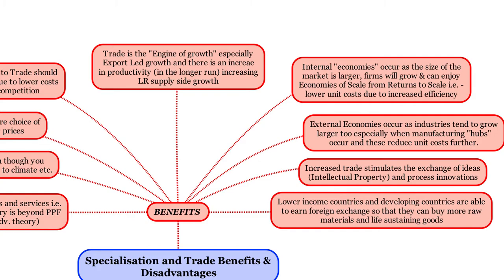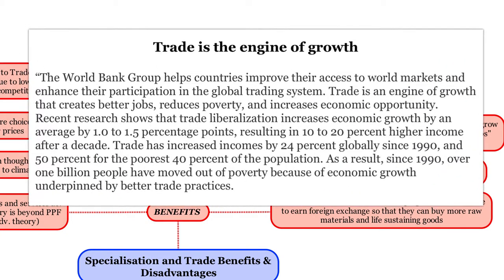But before we do that, I just want to show you what the World Bank have said recently, which again gives you some application for this. The World Bank is a group which helps countries to access world markets. It opens up trade, basically. And what they have said is that trade is an engine of growth, creates better jobs, reduces poverty, increases opportunity. Their research has shown that when you liberalize, when you free up a country and they get into international trade, they open the economy to trade, then the growth of that country has grown on average 1 to 1.5 percentage points.